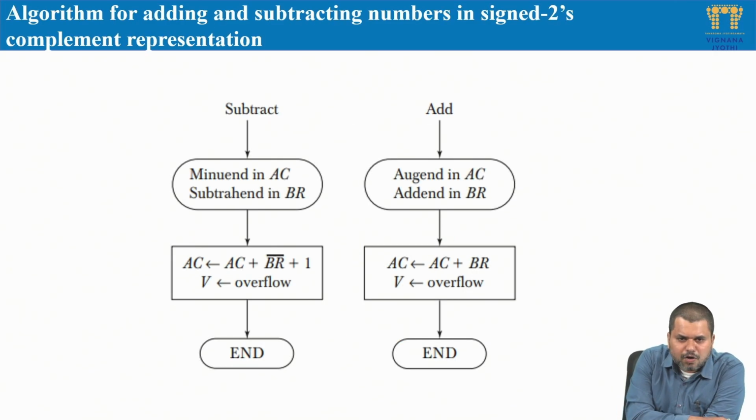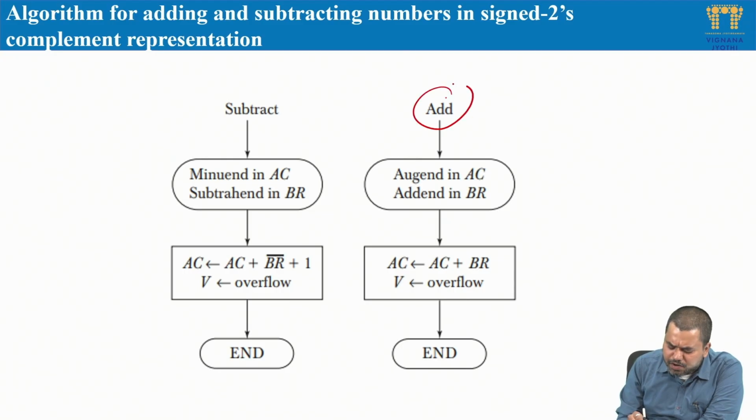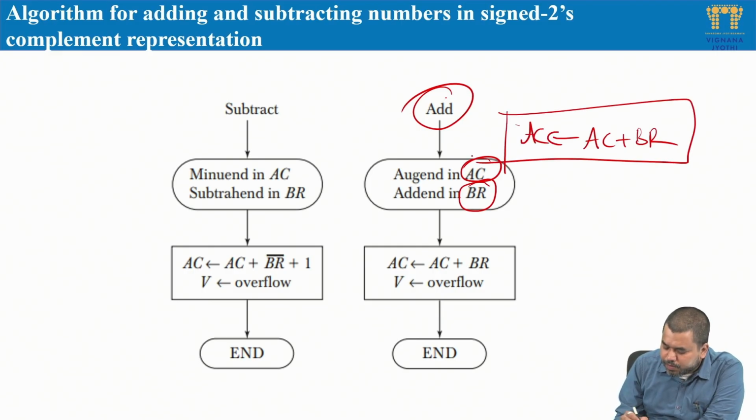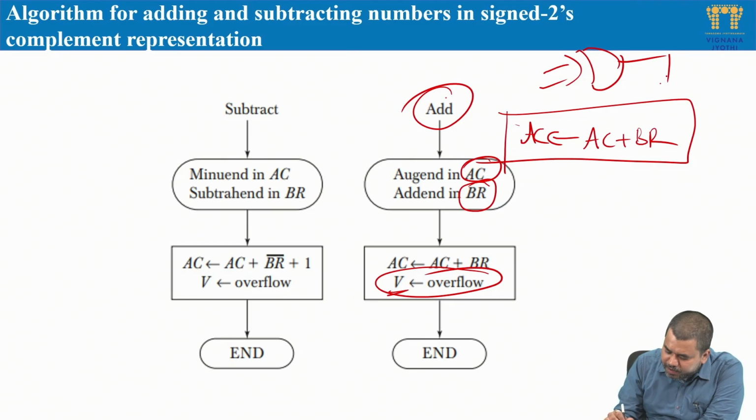Let us see the algorithm for this. In case of addition, we take one number in the AC and another number in the BR. Generally the terminology is augend and addend. We just perform the addition, AC plus BR, and the result is stored in the AC. No need to consider the carry. Even if we get a carry, we just ignore it. And if we get an overflow, we indicate that with the overflow flag. Just now I told how: we take these 2 carries and connect them to the XOR gate. If the XOR gate bit is 1, that is an overflow. If the XOR gate bit is 0, no overflow.